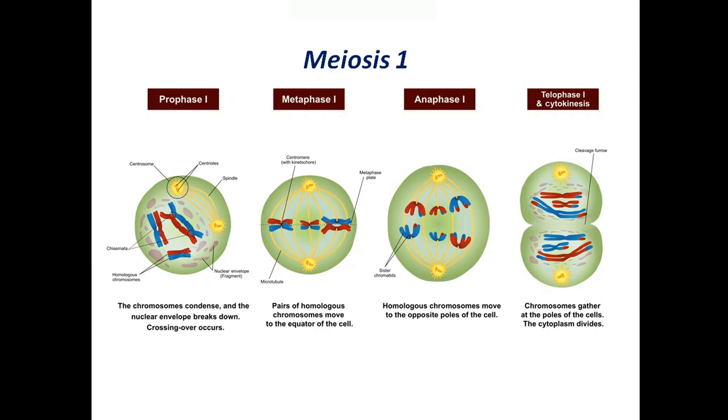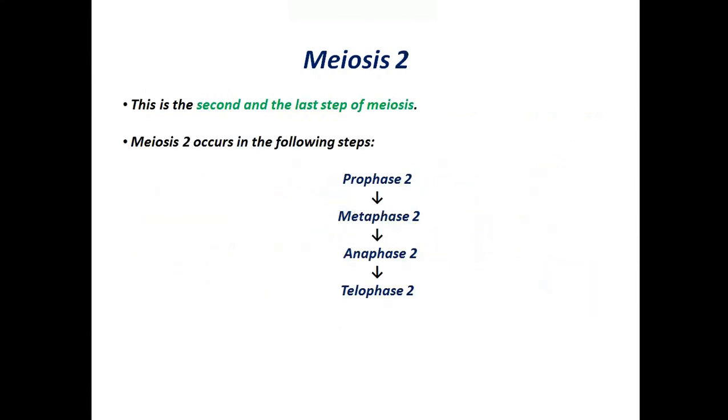It starts with prophase 1, then it is followed by metaphase 1, then anaphase 1, and finally the telophase 1. Hope you enjoyed the journey till here. Now let's enter the world of meiosis 2. This is the second and the last step of meiosis.